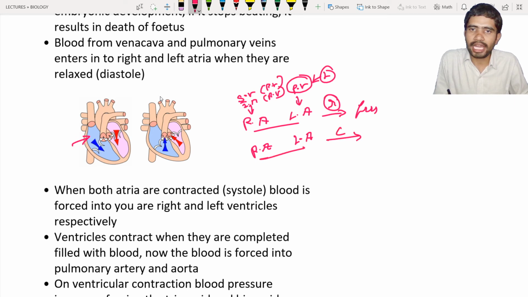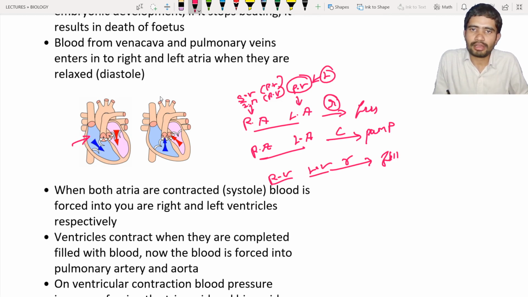Pump. Okay, now they are going to pump blood to which chambers? They are going to pump blood to the right ventricle and also left ventricle. Okay, right ventricle, left ventricle, they are going to fill the blood. When the right ventricle and left ventricle both are relaxed, they are going to fill the blood.